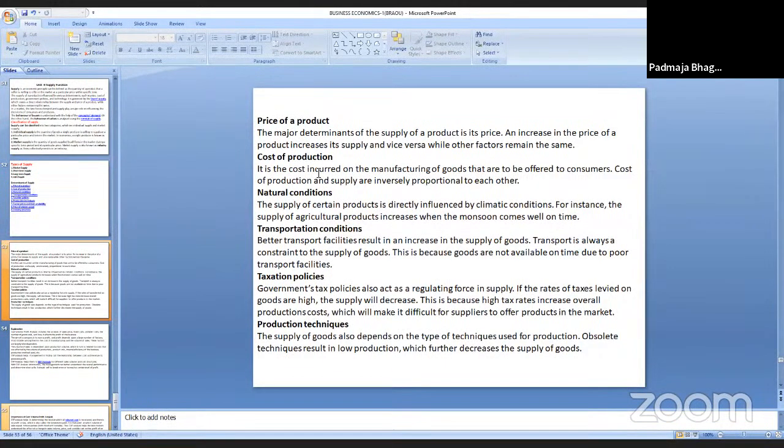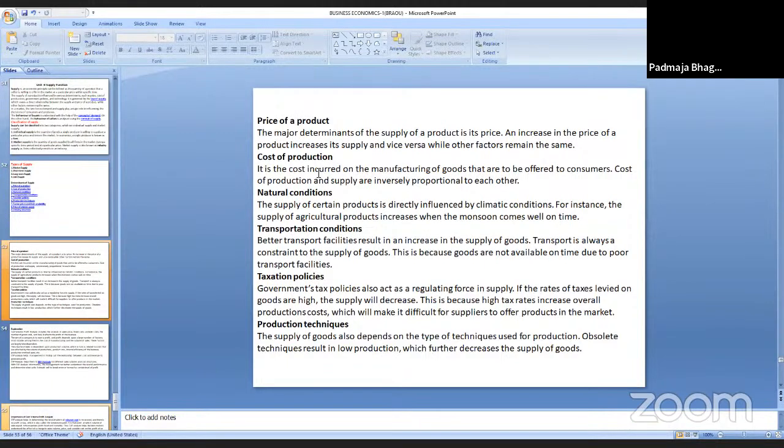So here, time to time you have to reach your products to the destination. This is because the goods are not available on time due to poor transportation. So transportation will be lagging behind because of the poor transportation facility. Is it clear? And next one is taxation policies.